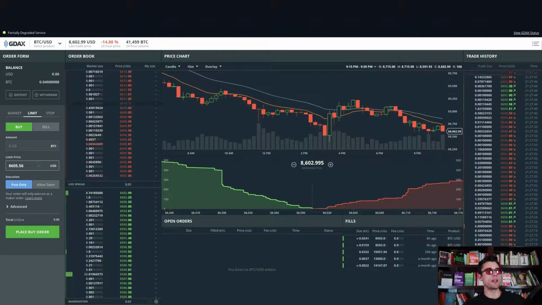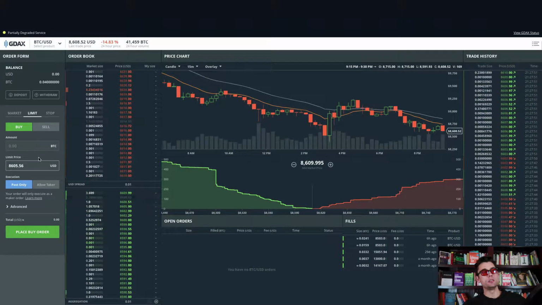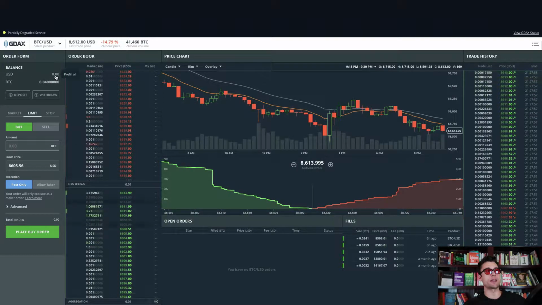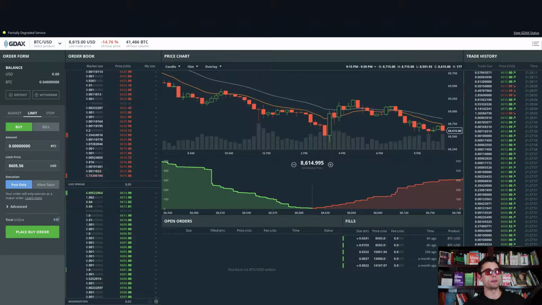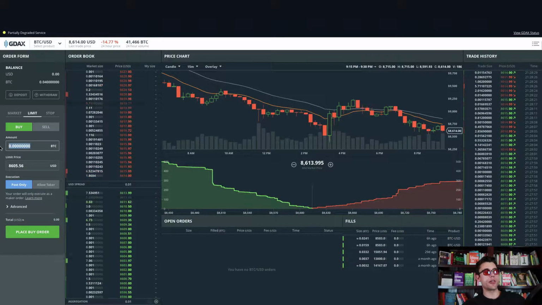Now, once you put in the actual price that you want to buy at, you're going to want to put in how much you're going to want to actually buy. Now, if you have USD in your account, you could just click here, and you could see that it says pre-fill all. So you could just click there, and then this will automatically pre-fill for you. And then down here, it'll tell you the total USD amount that you're going to be paying. Alternatively, you can just choose the amount of Bitcoin that you want.